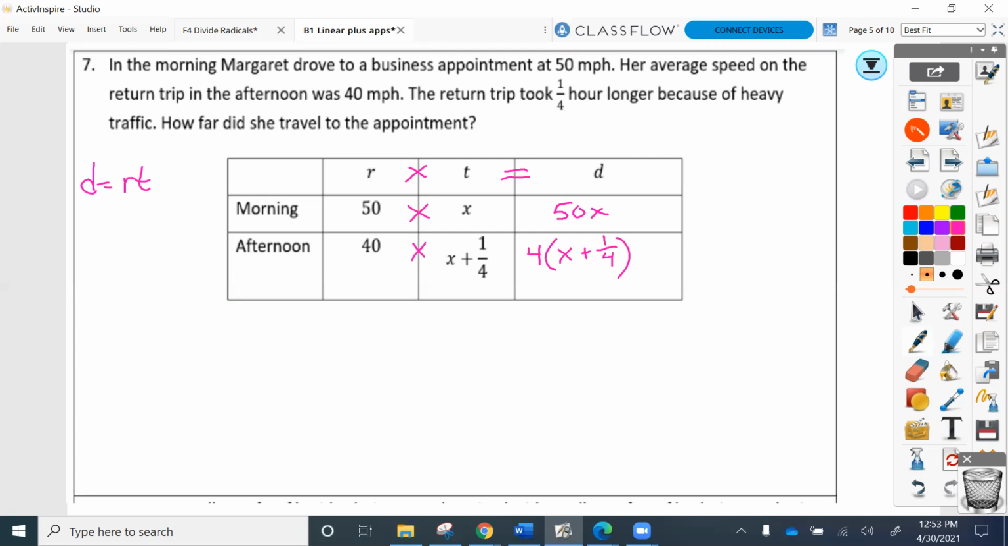Well, on these distance problems, what you have to realize is that her business appointment was the same distance away, right? So these two distances must be equal.